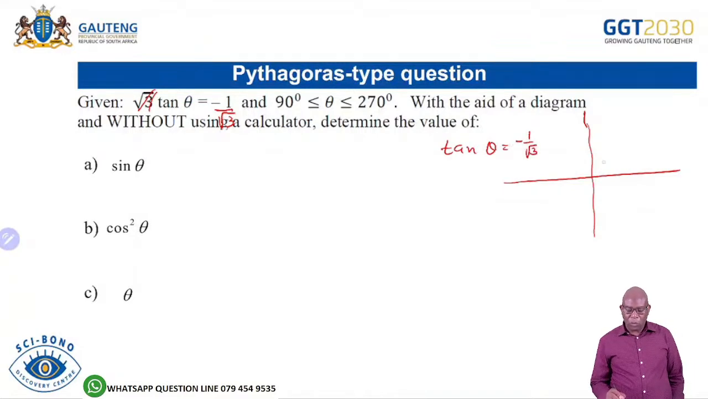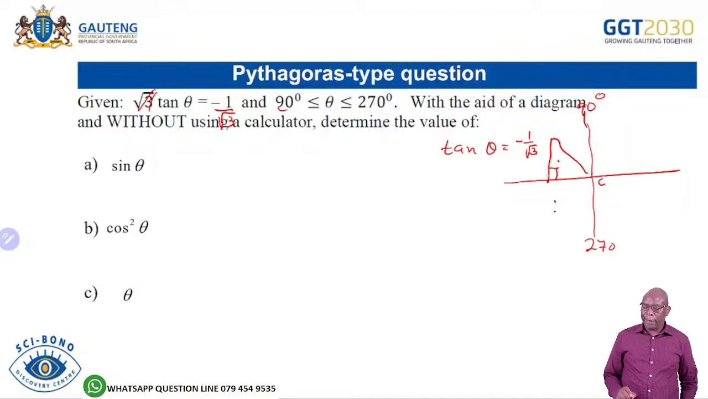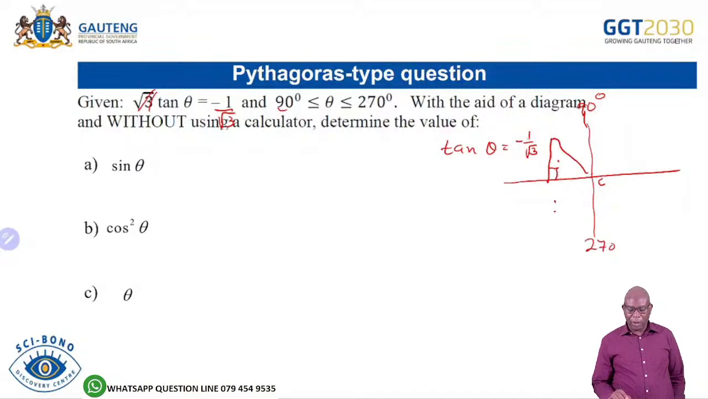Okay, so where am I going to draw my diagram? Remember cos is positive here, tangent, and we're starting at 90. So from 90 to 270, where is the tan negative? Tan is positive here, so it will be negative in this quadrant, and that's where I draw my sketch, right? So in my sketch there, I know that this is y, so my y will be negative, my y will be 1.